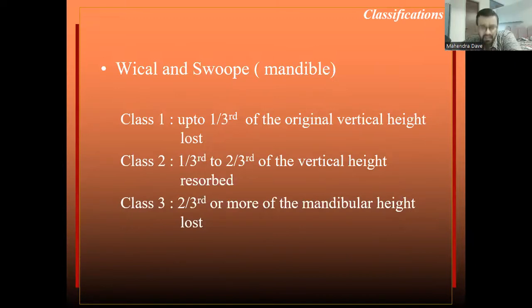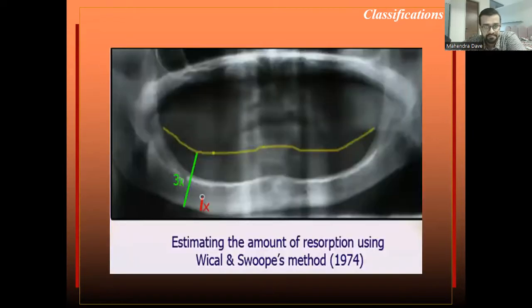Another classification given by Wical and Swoop with regards to the mandible has 3 classes. Class 1, up to 1/3 of the original vertical height is lost. Class 2 says up to 1/3 to 2/3 of the vertical height is lost or resorbed. And class 3 says more than 2/3 of the mandibular height is lost. This is the residual resorption with regards to the mandible given by Wical and Swoop.